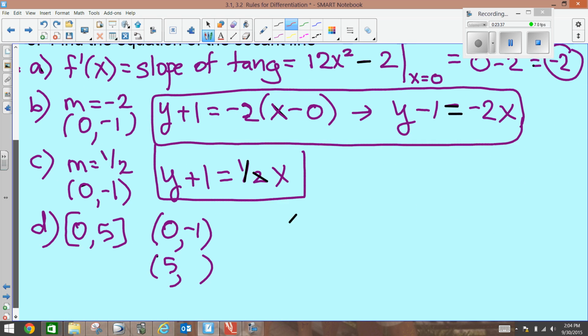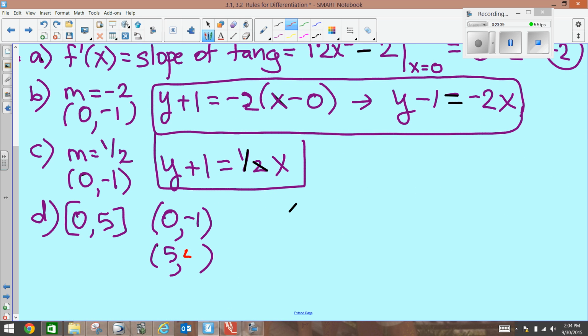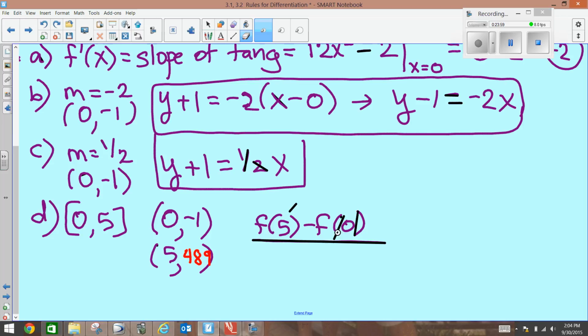Okay, so 489 goes there. All right, so the slope of the tangent line is that difference of your y, so f of 5 minus f of 0. This is a regular slope formula. Get rid of these dudes. Oh my gosh. What is the randomness? Okay, we're just going to ignore them.